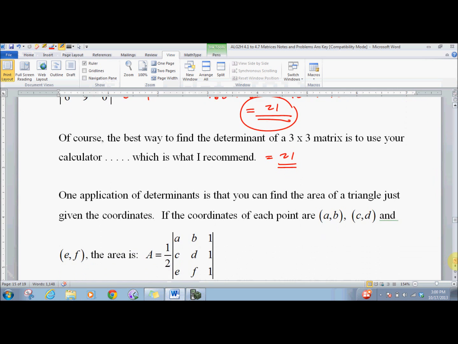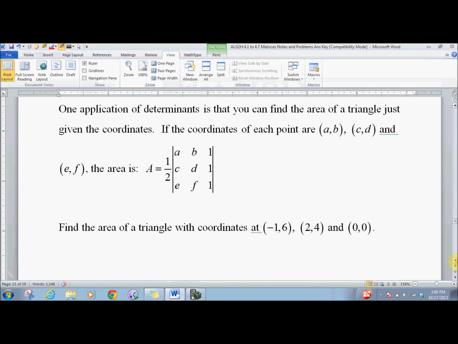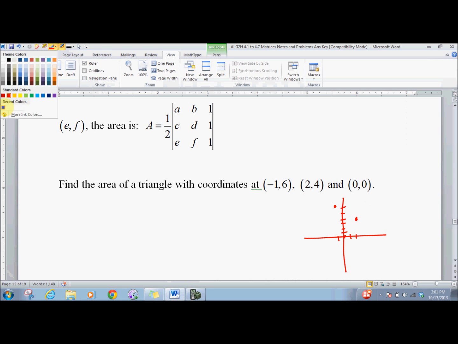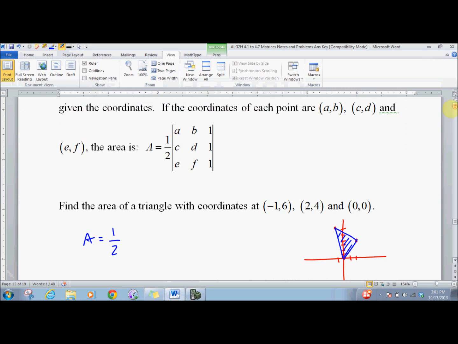So here's an application. You've got a triangle with coordinates at negative 1, 6, 2, 4, 0, 0. So something like this. You want to know the area? You can just plug it in here. And 1s go down the right side. You don't have to worry about them. Just plug them straight in.